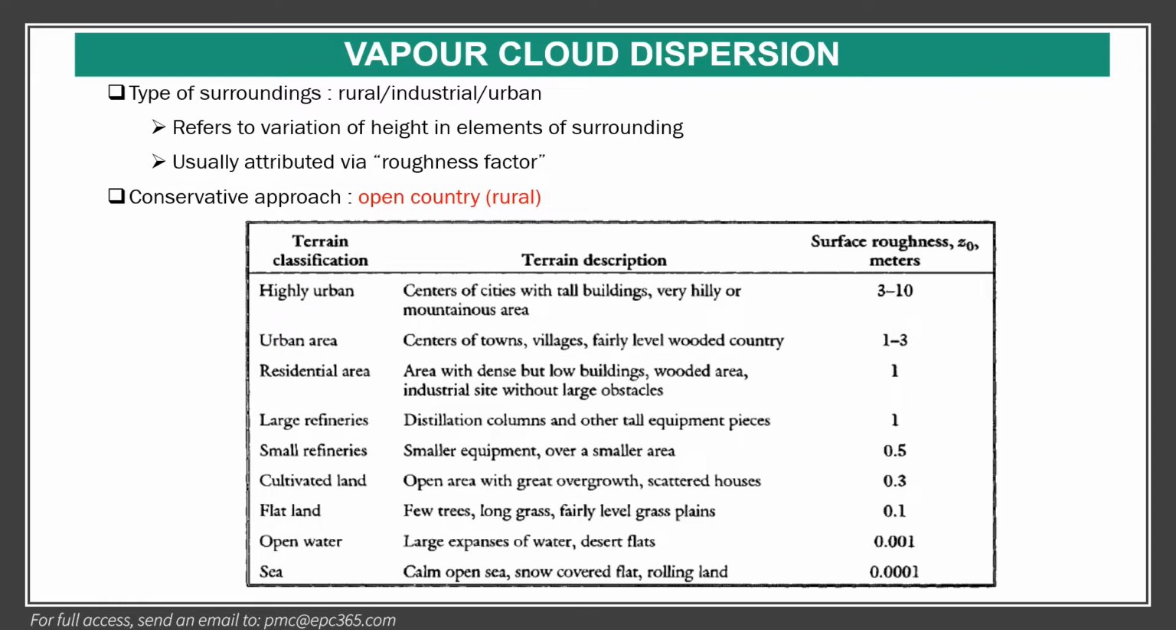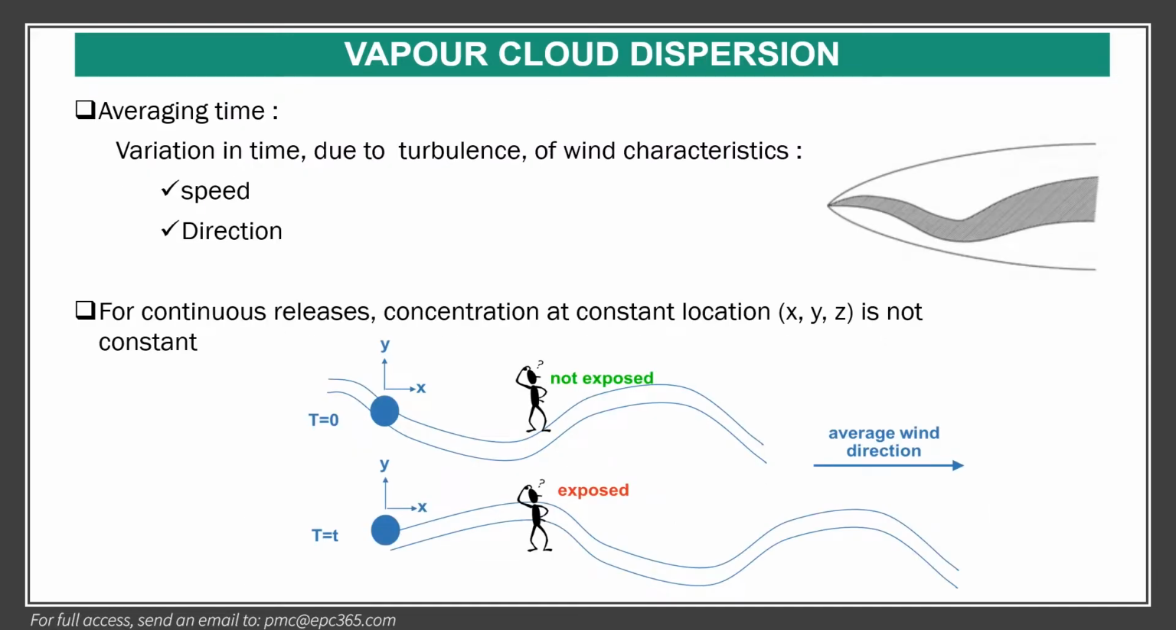And also, vapor cloud dispersion depends on the type of surrounding: rural, industrial, and urban. And here, for example, is a terrain classification, terrain description, and this surface roughness. So the model asks you for the surface roughness. And the conservative approach is open country, rural.